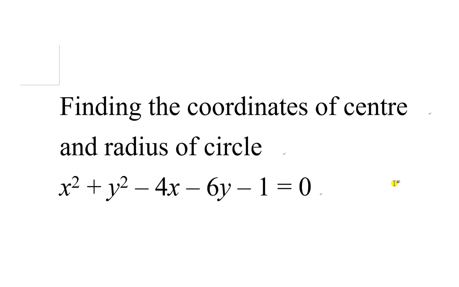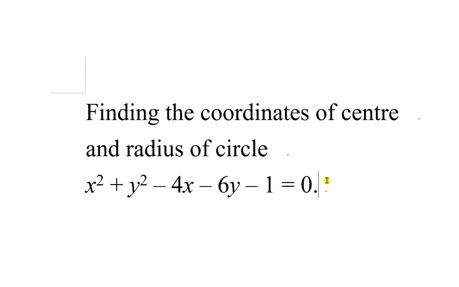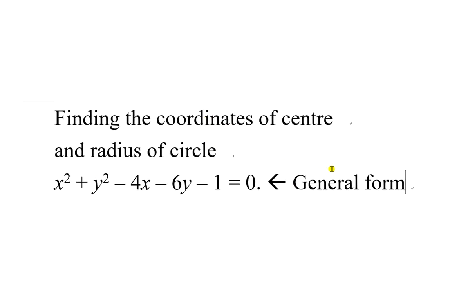Okay, in this question, we would like to find the coordinates of the center and the radius of the circle x squared plus y squared minus 4x minus 6y minus 1 equals 0. And the point is, you need to recognize that this is actually the general form of the equation of a circle. The problem is how to make it become something squared plus something squared equals a constant. That's the format we would like to change it to.